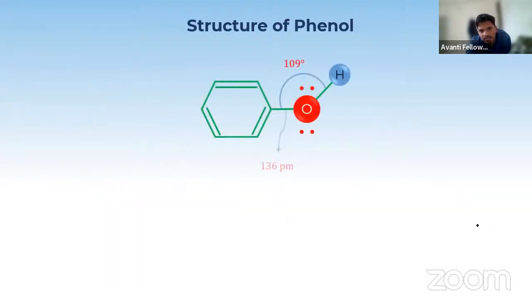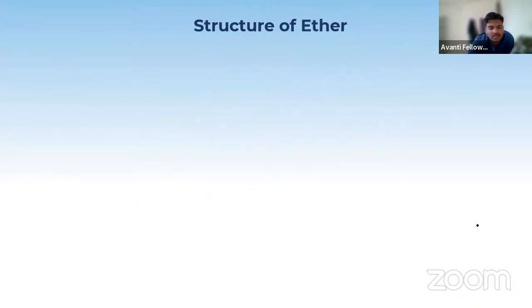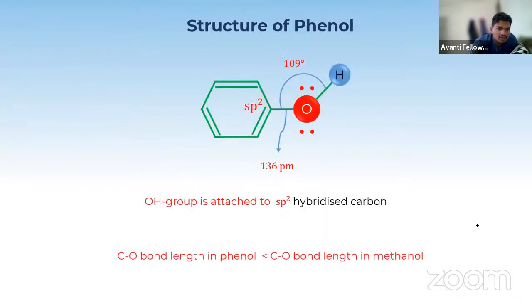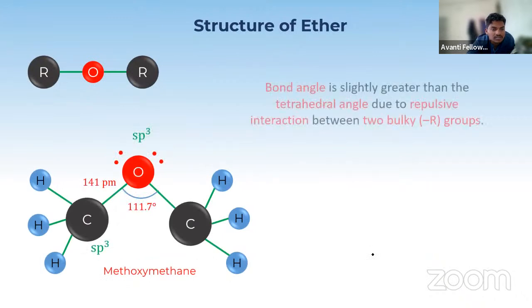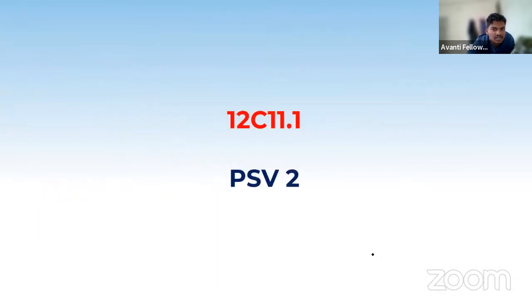Next, the structure of phenol you can see. So this is about the structure of phenol. The OH group is attached to the sp2 hybridized carbon. Compare the CO bond length in phenol and the CO bond length in methanol. Methanol's is usually higher because phenol has partial double bond character, so phenol's is shorter. So what is the structure of ether? This is how the structure of ether looks.